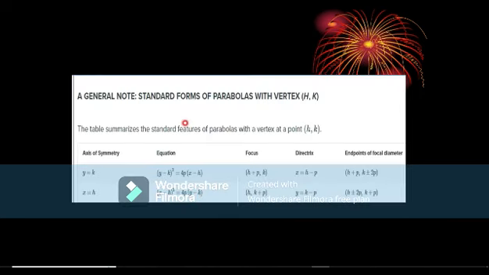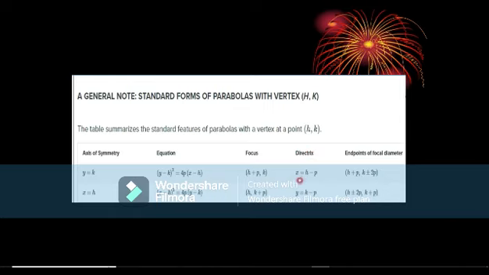So, general note: standard forms of parabola with vertex (h, k). The table summarizes the standard features of parabolas with a vertex at point (h, k). The axis of symmetry is y = k when (y − k)² = 4p(x − h). Again, p and c are just the same. The focus will be (h + p, k).